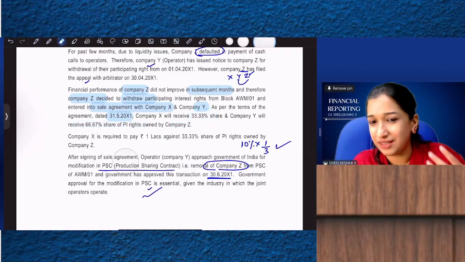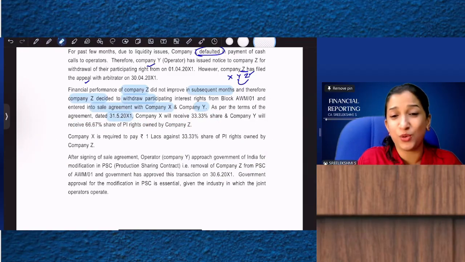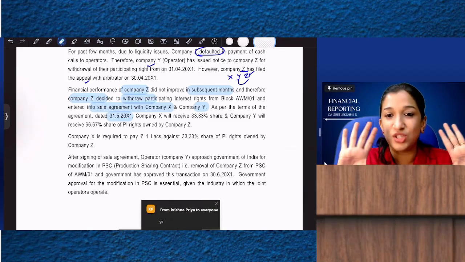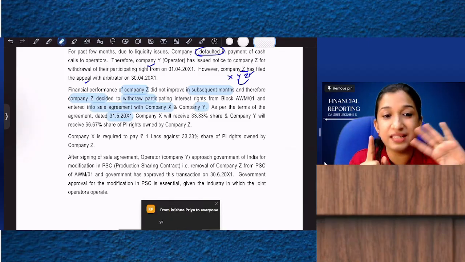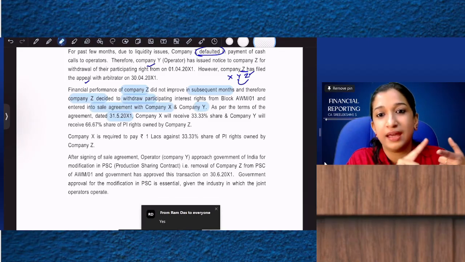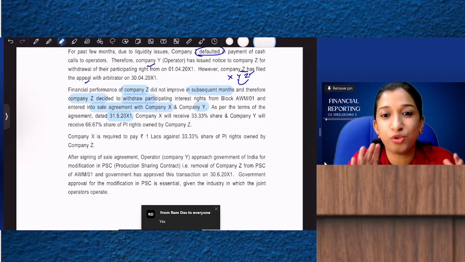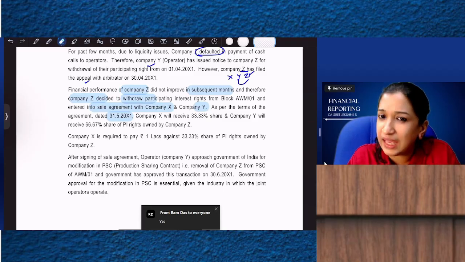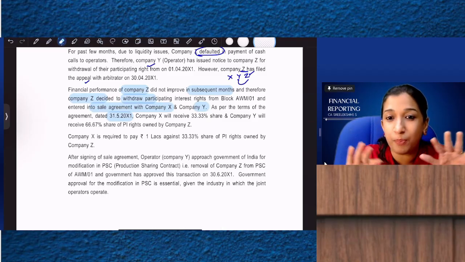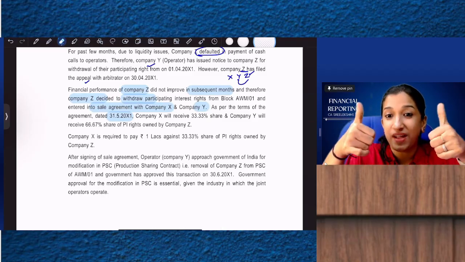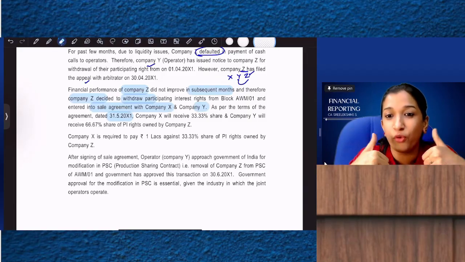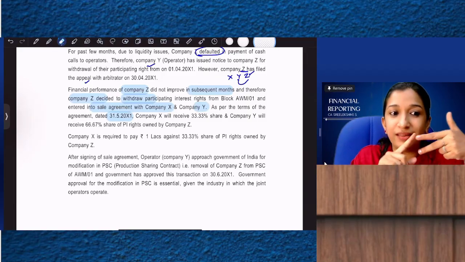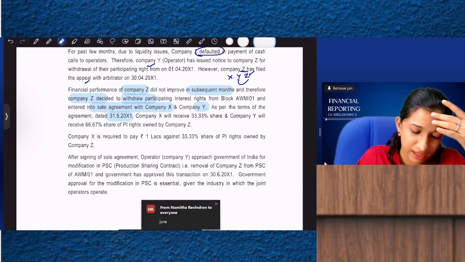Are you focusing? Are you listening? What is given? As I said again, it is just one line. Z is selling its share of business to X and Y in a 1 by 3, 2 by 3, 1:2 ratio. On 31st May they entered into an agreement, but government approval is essential. Government finally approved it on 30th June 2011.